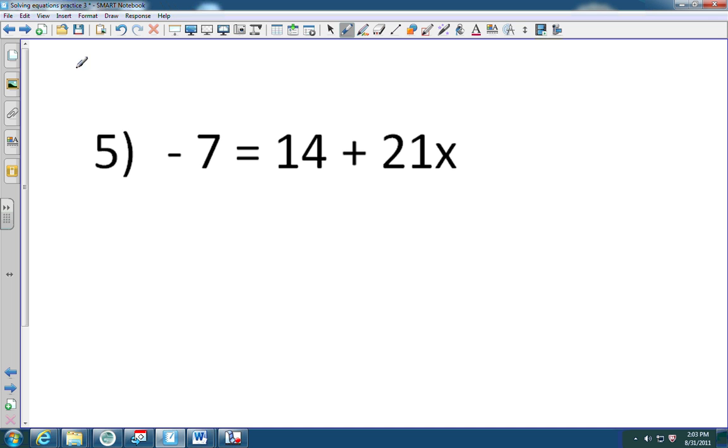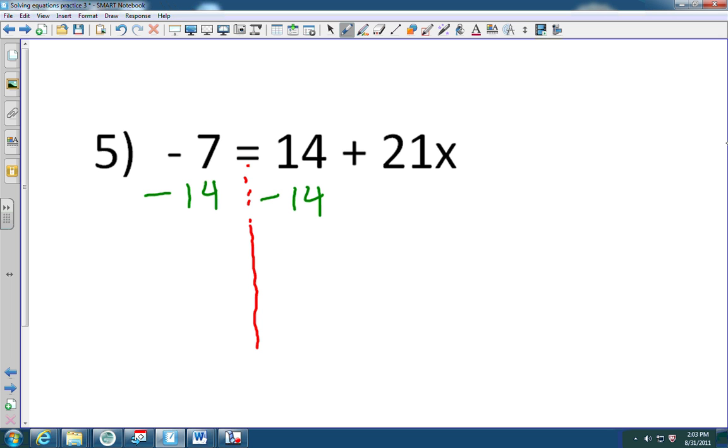The next one, pause the video, you can come back and see how you did. Right here, I'm going to draw my dotted line. First thing I'm going to do, x is over on this side now. Well, that's fine. I'm still doing addition and subtraction. I've got a positive 14, so I'm going to subtract 14 from each side.